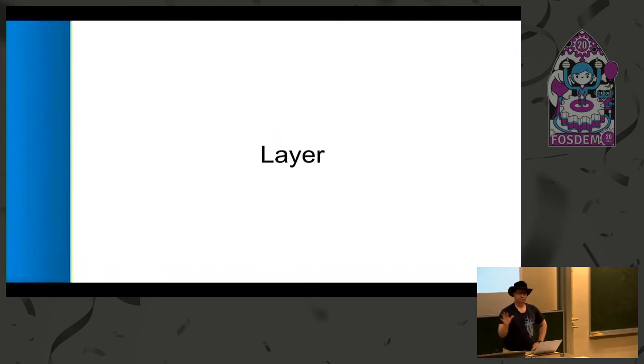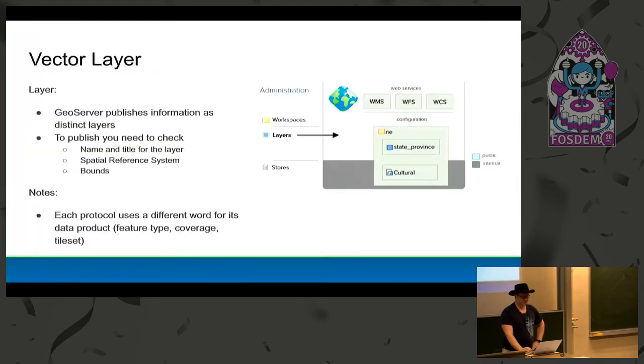So pausing Workspace. Inside the Workspace, we've got various different data sources which we're using to connect to the information that's already there in our organization. For vector layers, GeoServer is publishing information as distinct layers. There are several things you need to check when you publish.